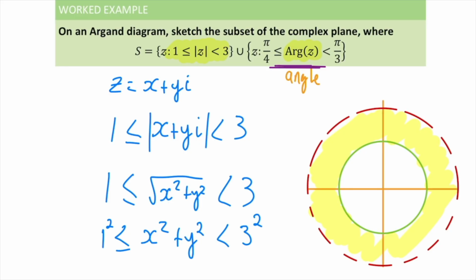Well, I know pi on 4 is about 45 degrees. That's going to be in quadrant 1. So it's going to be a line that looks something like that there. Now, if I consider pi on 3, well, pi on 3 is 60 degrees. I'm going to do pi on 3 in pink. And that is going to be a line that looks something like this. Okay, so there's my two lines. This part here is my pi on 3, and my purple line is pi on 4.